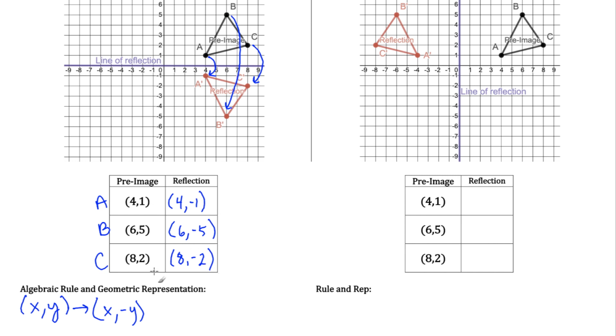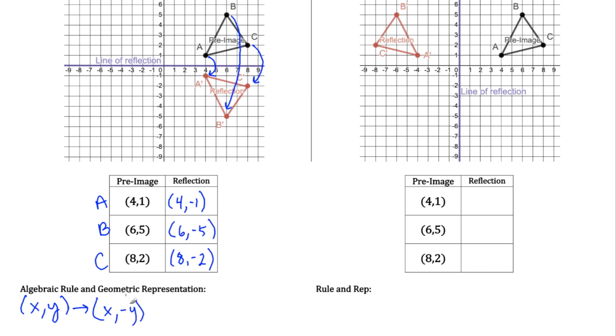Keep in mind that these were positive, so they became negative. If these numbers were negative, they would have become positive. This negative right here on the y doesn't mean they all become negative numbers. It means they have the opposite sign. So if they were positive, they become negative. If they were negative, then they become positive.